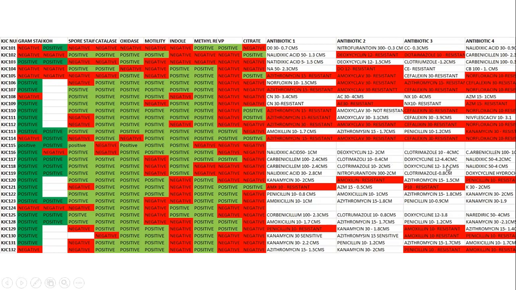Wherever there is a resistance, I have marked it in red. Okay. All this data I will consider. Then I will start grouping my strains based on this heat map. Then I will decide how many unique ones are there.